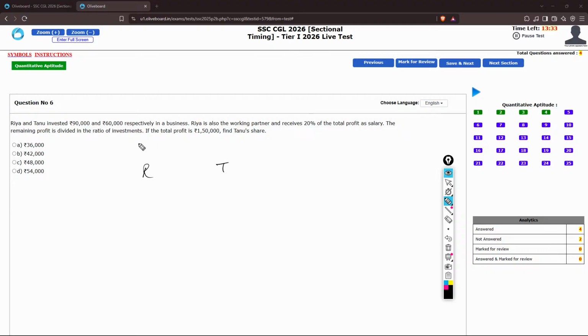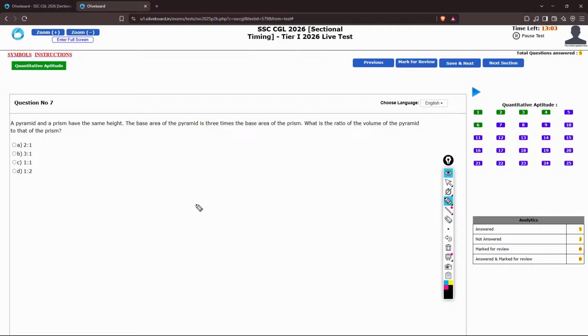I just did one of Riya Tanu's question. Riya also working but now received 20% of the profit, and remaining profit is divided in the investment ratio. Total profit is 1500, the Tanu's share. So 3, 2. Total this. So 30 gone, 12 remains. In 12, 2 by 5. So 2.4, so 4.8.